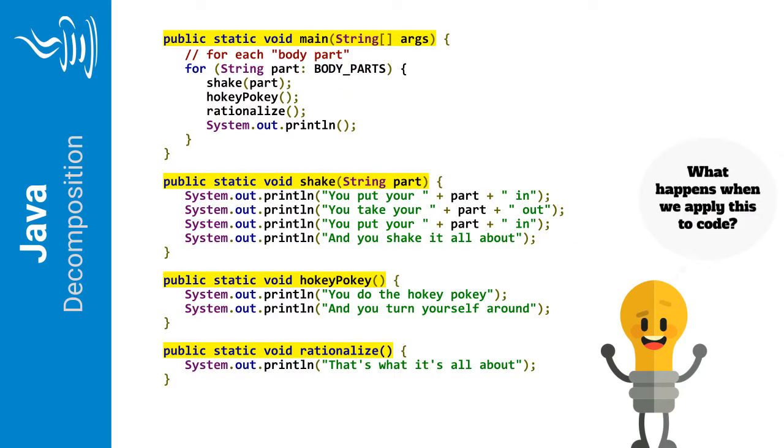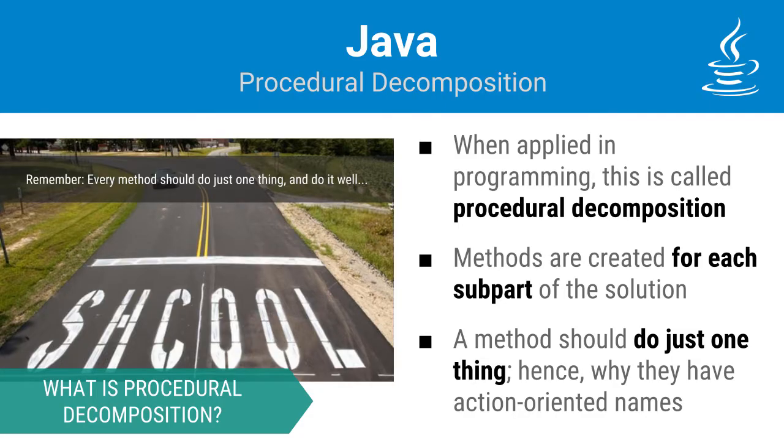So, when I go to rewrite my code, I refactor it into 4 methods, one for each solution subpart, and then I include a method which uses each subpart in a flexible way. This is what decomposition looks like when applied to programming. The fancy technical term for this is procedural decomposition.